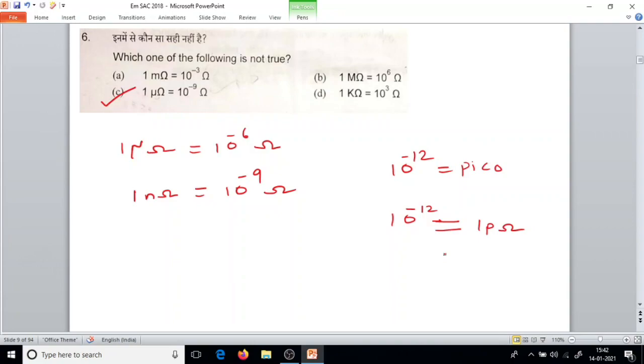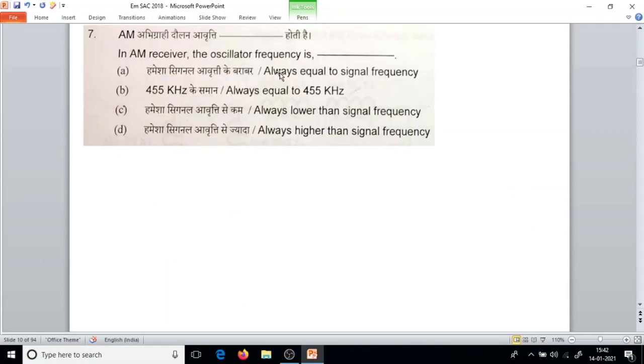So we'll go to the next question. Question number 7. In an AM receiver, the oscillator frequency is always higher than the signal frequency. The oscillator frequency will be the signal frequency plus the intermediate frequency. So the oscillator frequency is always higher than the signal frequency.